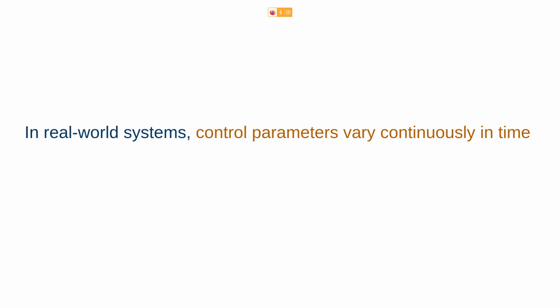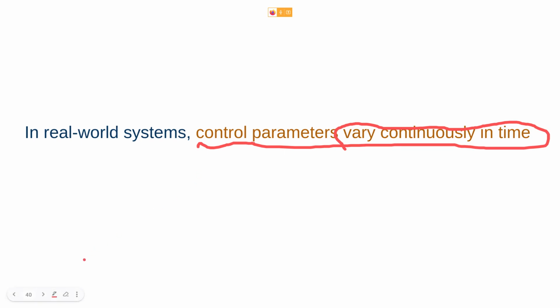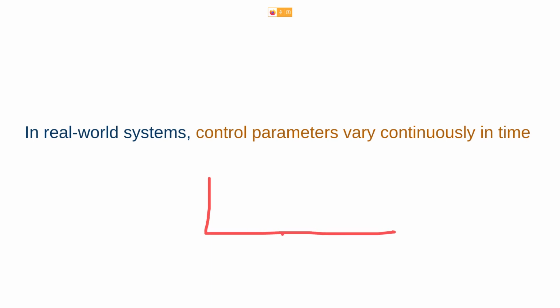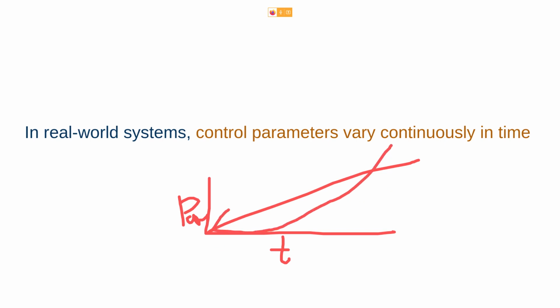In real world systems, the control parameters actually vary continuously. This is an important thing. We have rate dependent transitions in most of the systems. In real world systems, we don't actually carry out quasi steady experiments, because the control parameters will be varying at a rate. If this is your control parameter, say V, and this is your time, the parameter changes with time. It can change linearly, or exponentially, or in a particular fashion. So your control parameter can vary in different ways, but it changes continuously with time.